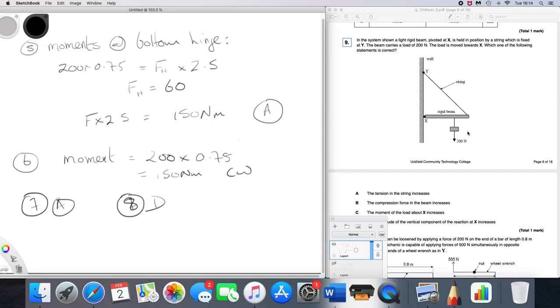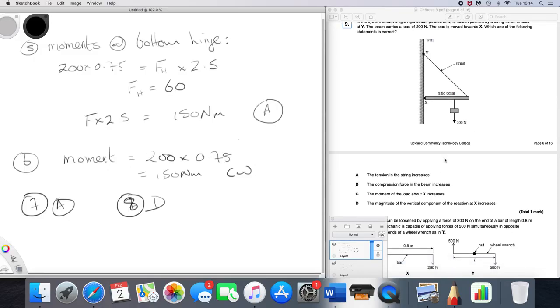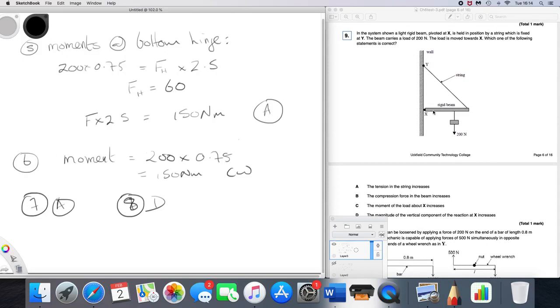So A is wrong. The compression force in the beam increases. The force pulling in on the beam, so the horizontal component of the tension increases. Well, there isn't any reason for the horizontal component of the tension to increase. It will change as a consequence, but the vertical component is what has to change as the mass moves around.